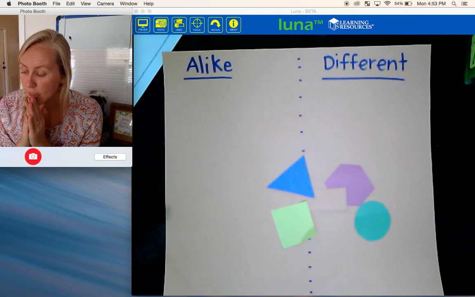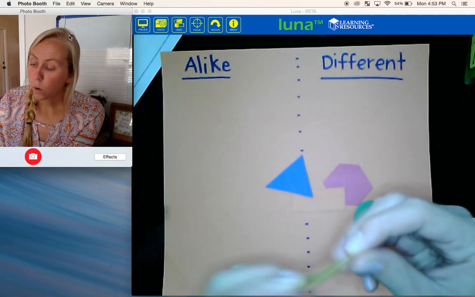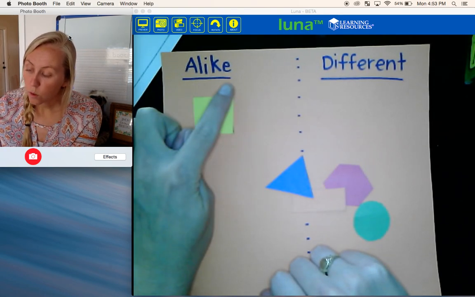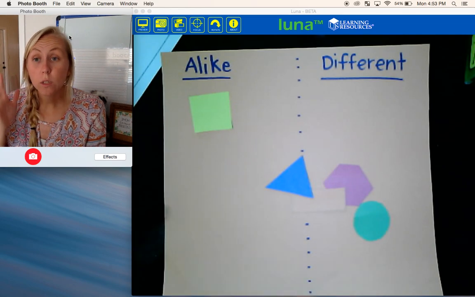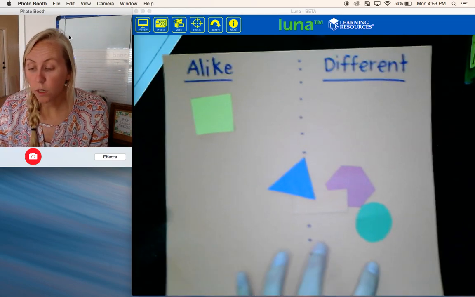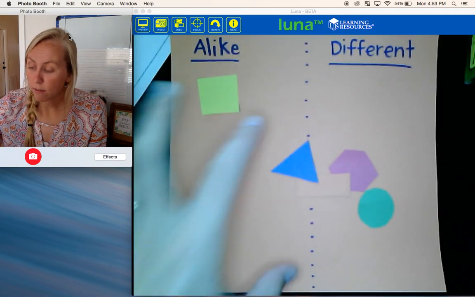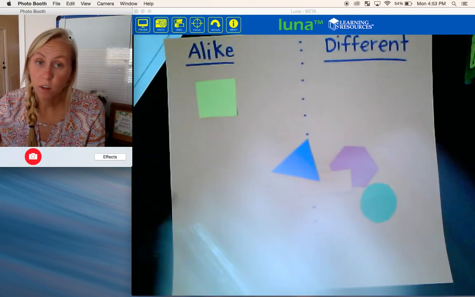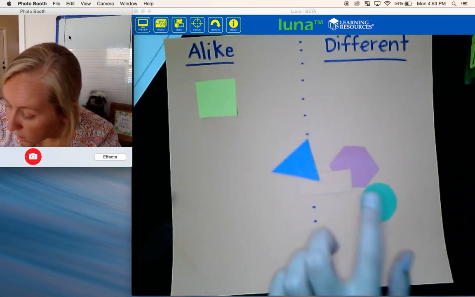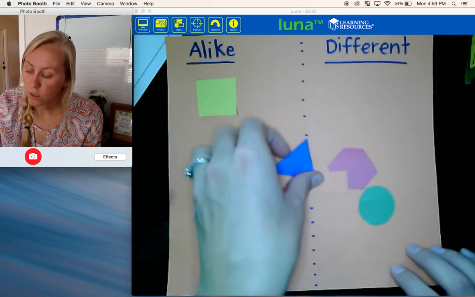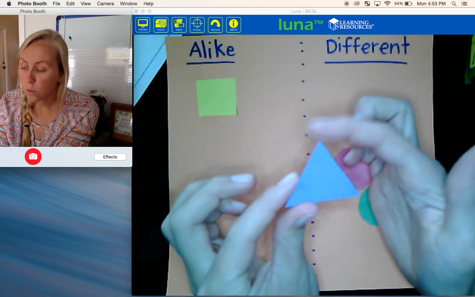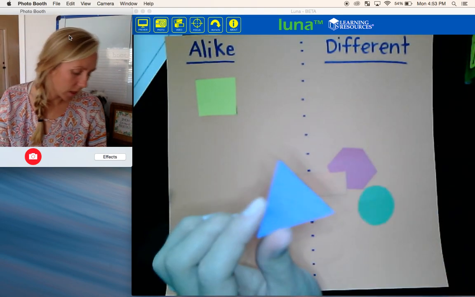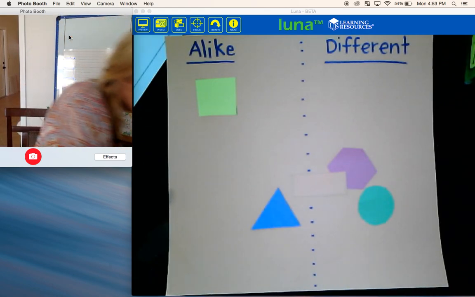Okay, so let's start with our square. We're going to use our square as our beginning shape. Our square has 1, 2, 3, 4 vertices. So today in our sort, we're going to sort by the number of vertices. If they are alike, like the square, and have 4, they're going to go here. And if they're not alike and they're different, they're going to go on the different side. Okay, so let's look at our triangle. Our triangle has 1, 2, 3. Is that like the square or is that different than the square?